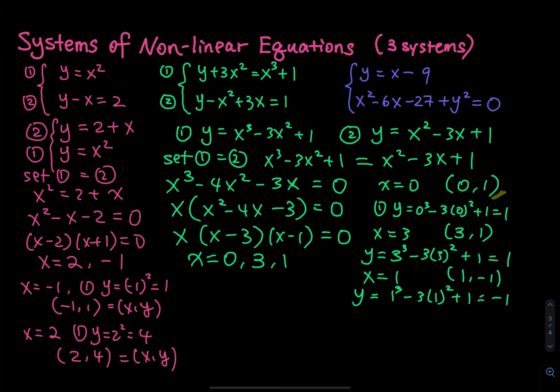So therefore, we have 3 solutions, 1, 2, and 3. What does that mean? When you graph number 1 and number 2, it should be a parabola, and then number 3 should be a curve. The parabola and the curve intersect at 3 points. So let's take a look.